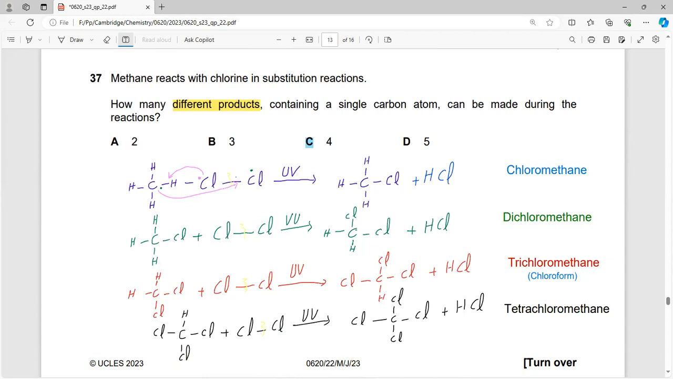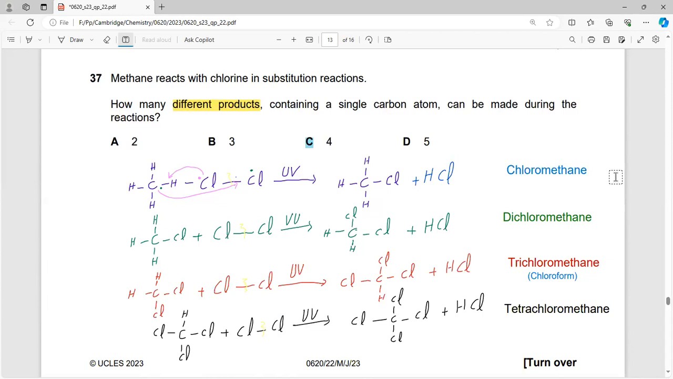For example, if you take methane and use ultraviolet light in the presence of chlorine gas, this will break the covalent bond of chlorine, and the chlorine is released as a free radical. It takes a hydrogen and produces hydrochloric acid. The carbon free radical takes a chlorine and produces chloromethane in the first step.